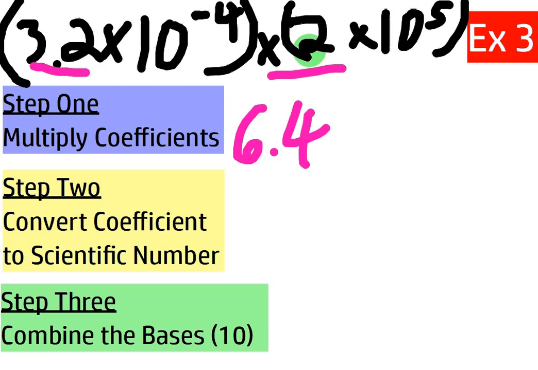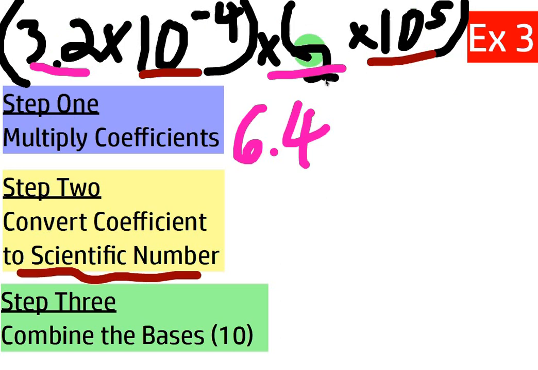Okay, next we have 10 to the negative 4 times 10 to the 5th. And so I'm going to do this in one, so this is the next step. Now why can I move to the next step? Well, that's because this is already in scientific form, meaning the decimal is where it should be, just to the right of the first non-zero digit.